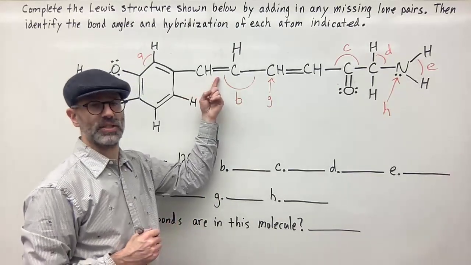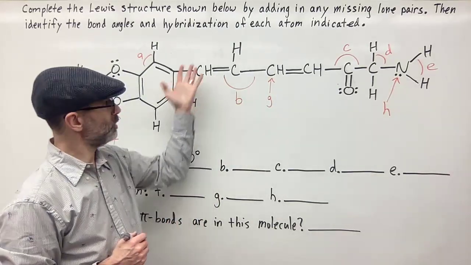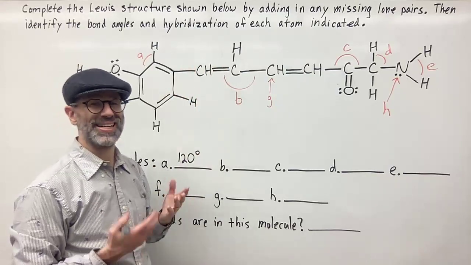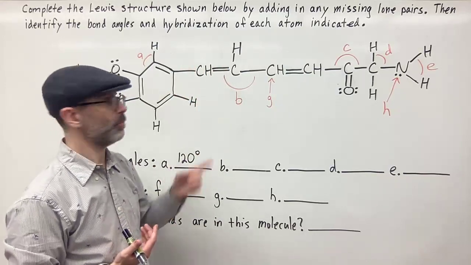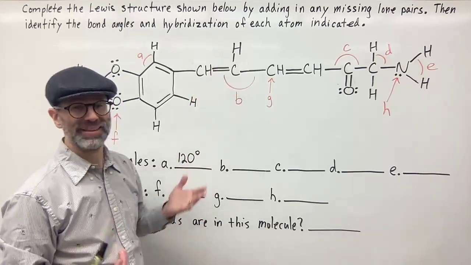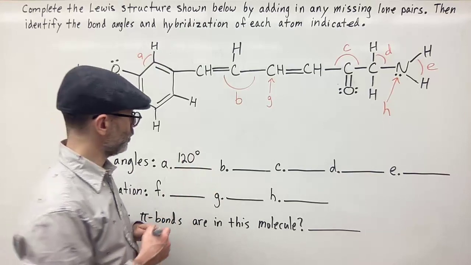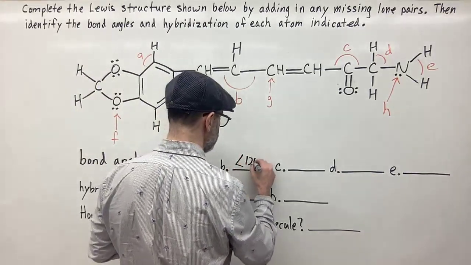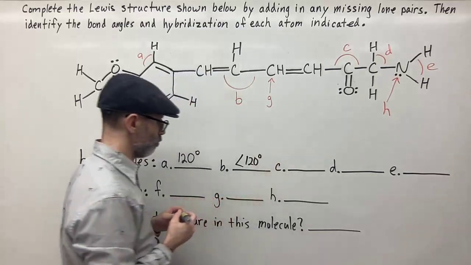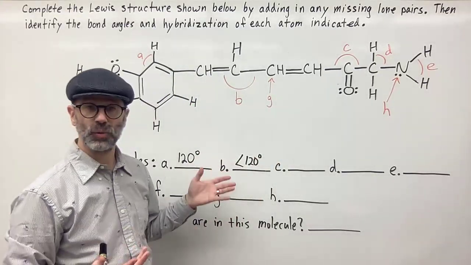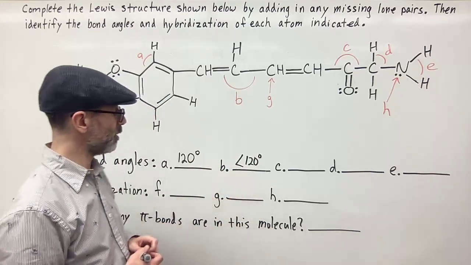Now, because this double bond will take up more space, technically, it's probably going to be less than 120 degrees. But the ideal angle would be 120 degrees. So you might put less than 120 degrees, or if your professor or teacher doesn't want to be that picky about it, then 120 degrees is the ideal angle there.